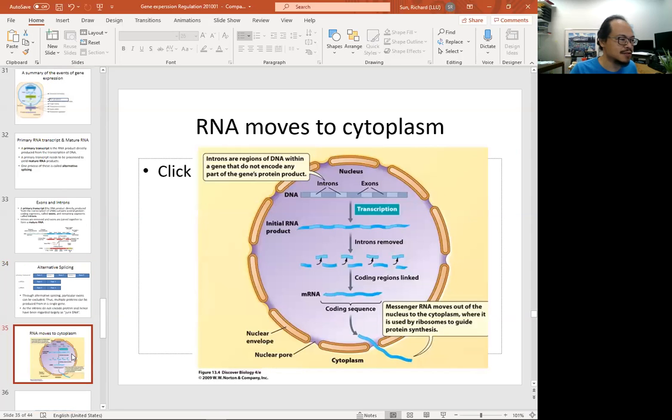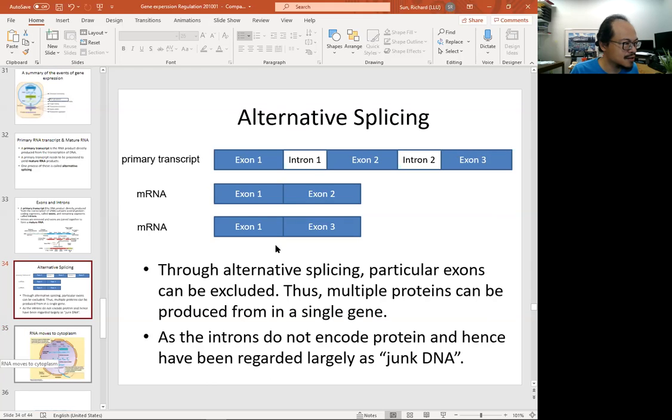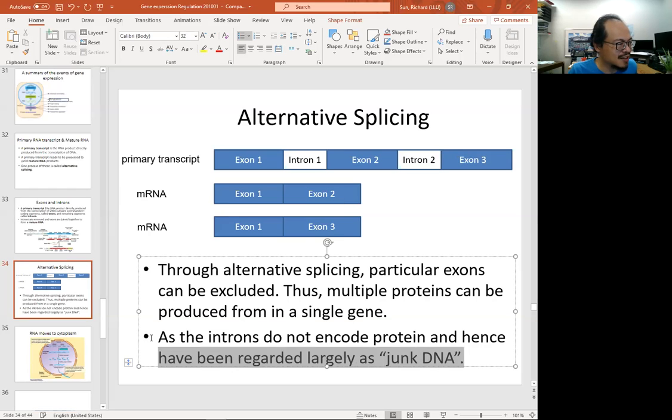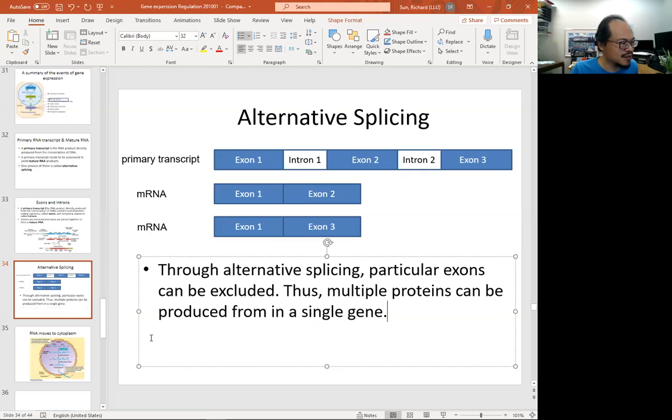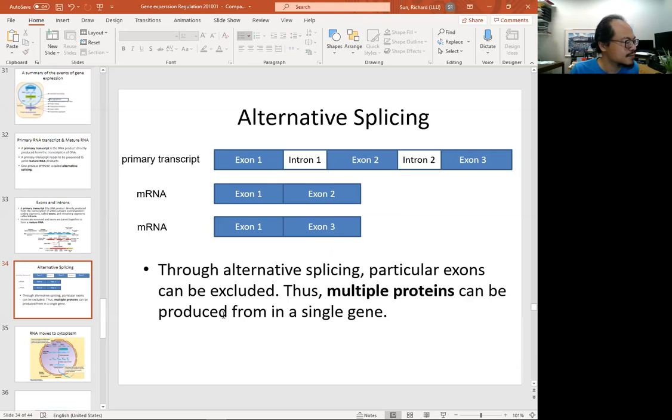So that's that. You guys know it. And now this intron, sometimes we call it junk DNA, but nobody calls it that anymore, because we later realized that it's not entirely junk. So it probably has some meaning to it. Multiple proteins can be produced. So that's the concept. All right, so that's that.